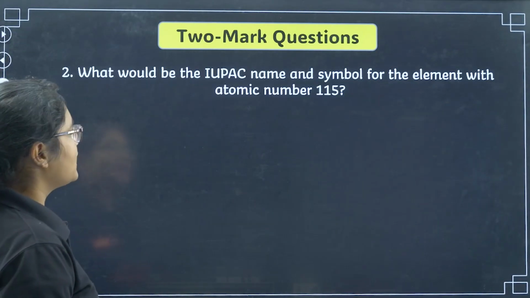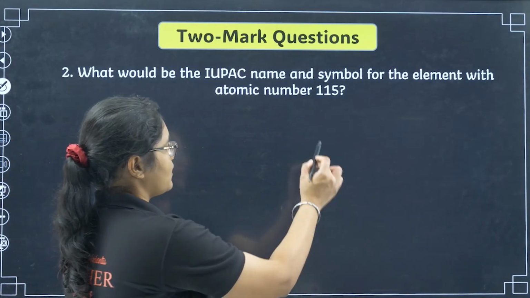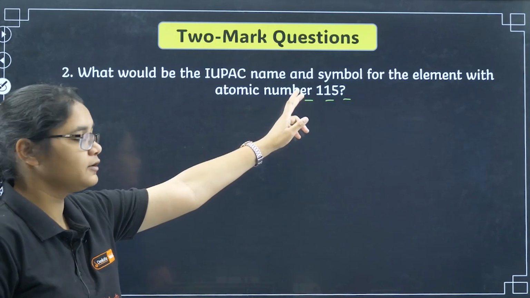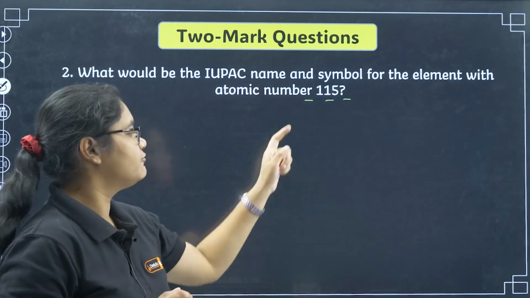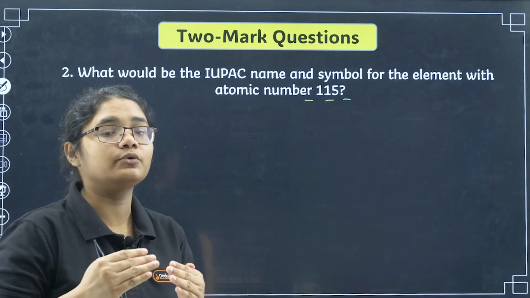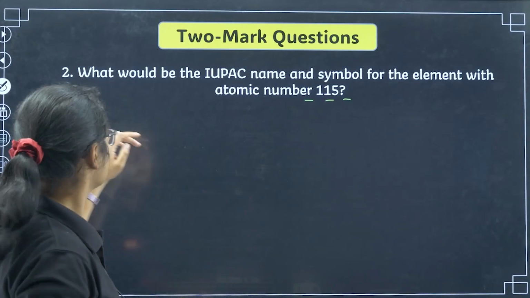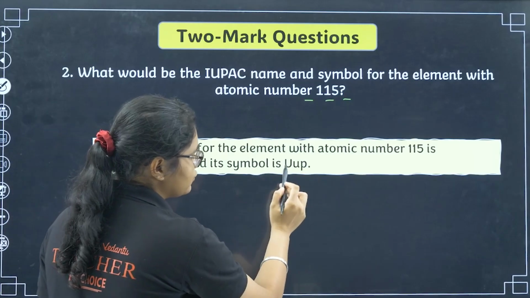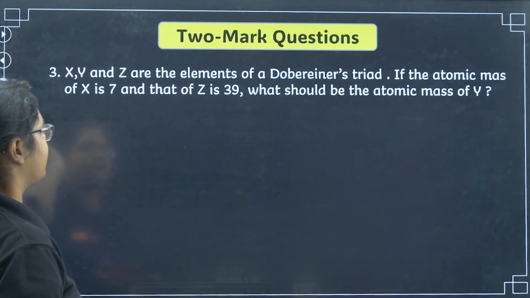Next, what would be the IUPAC name and symbol for the element with atomic number 115? This is very simple. For 1 what do we write? Un. Then for again 1 you write un. For 5 you write pent, and then you end it with ium. So I can write ununpentium. And what is the symbol? Uup. So you have ununpentium and its symbol will be Uup. Very simple, but yes, this type of question is asked very commonly.